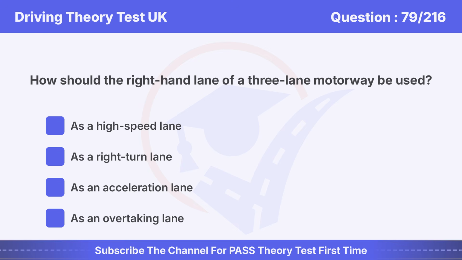Question 79. How should the right-hand lane of a 3-lane motorway be used? Answer is D. As an overtaking lane.